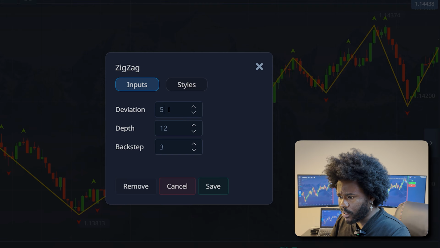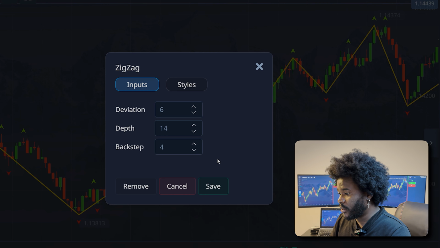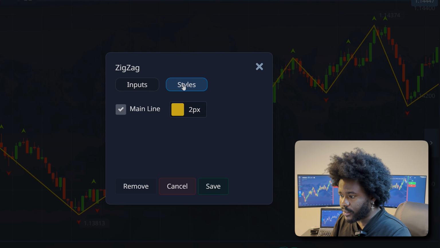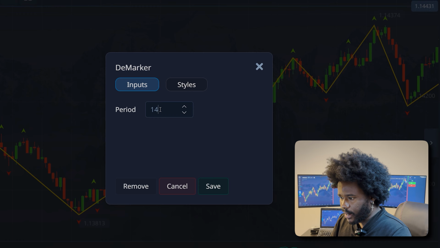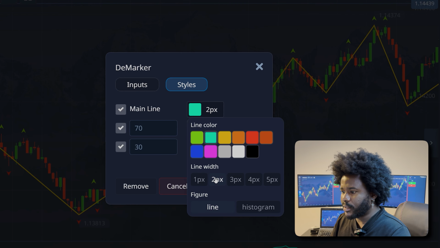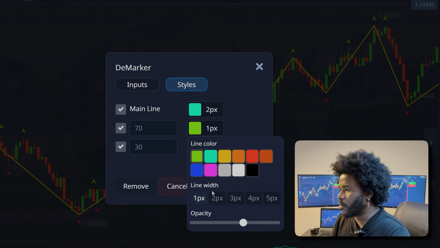Now ZigZag: deviation 6, depth 14, and backstep 4. These parameters make ZigZag moderately sensitive. It doesn't draw unnecessary moves, but it also doesn't lag. Style-wise, the line will be yellow. Now I will set up the third indicator. Period 12. This way the indicator reacts quickly enough to changes. Style-wise, I will make the main line blue and the channel boundaries more saturated.